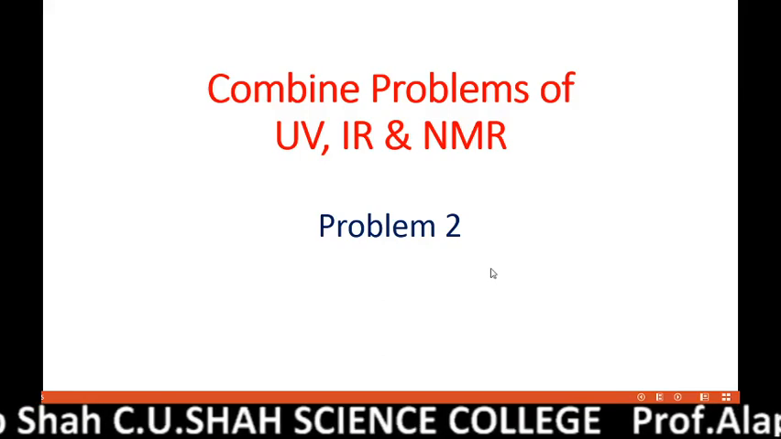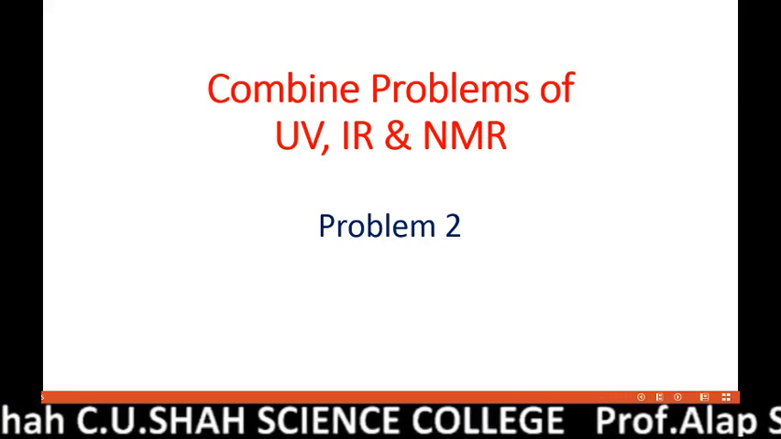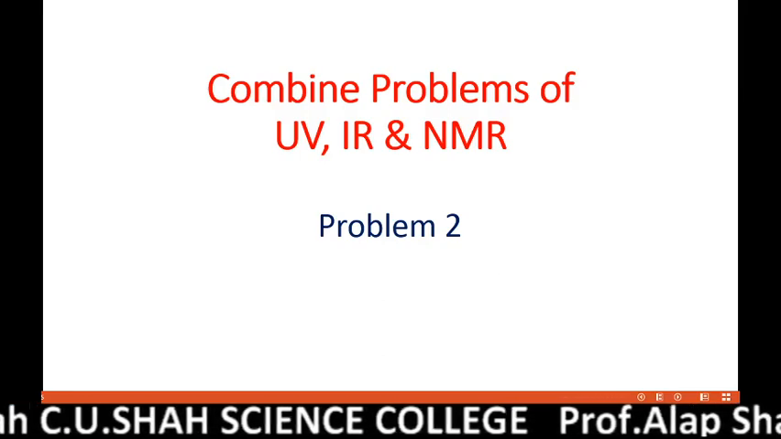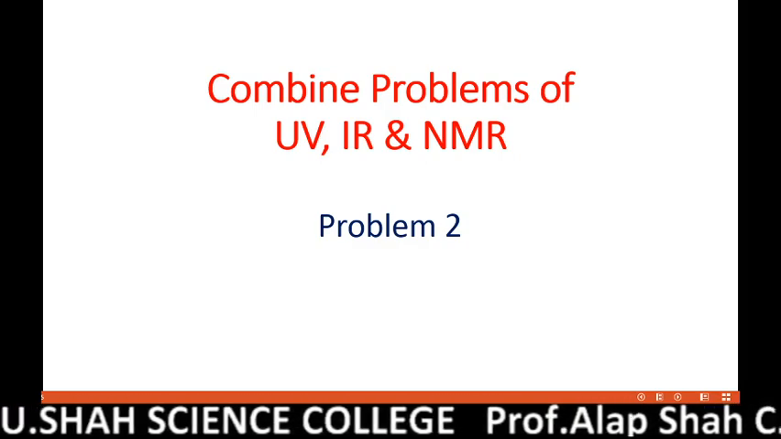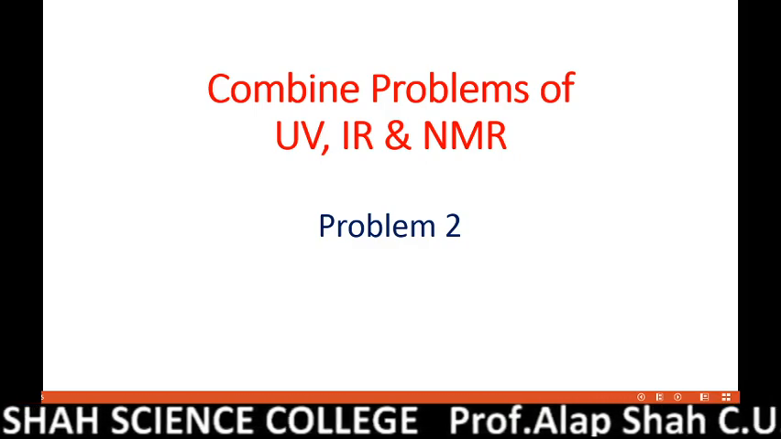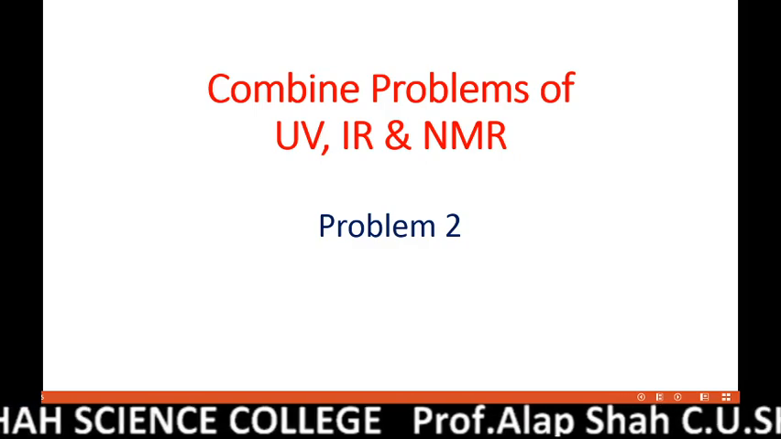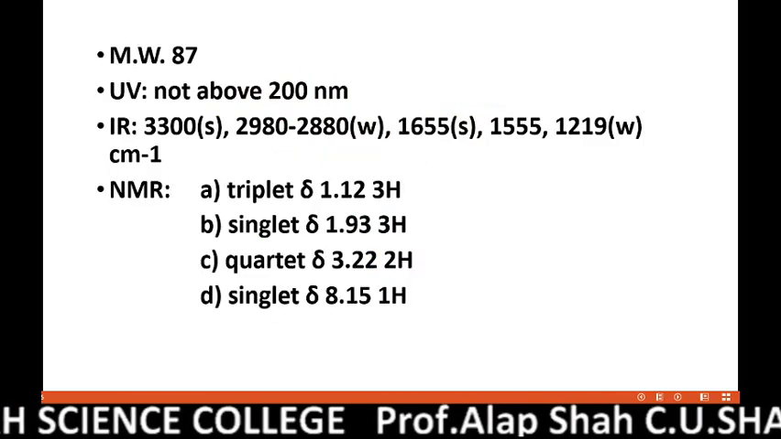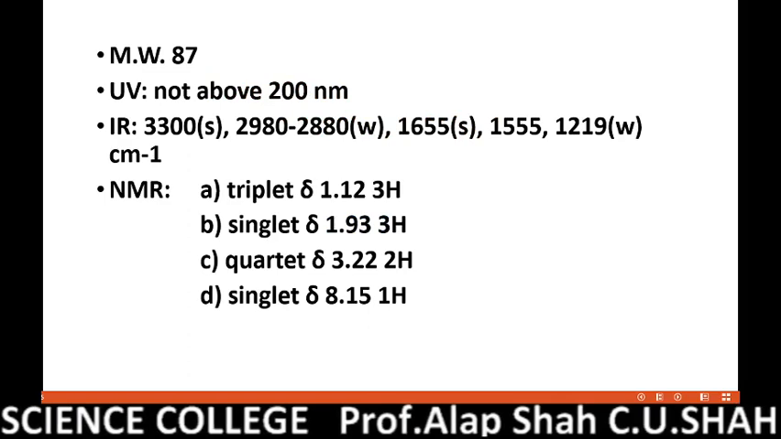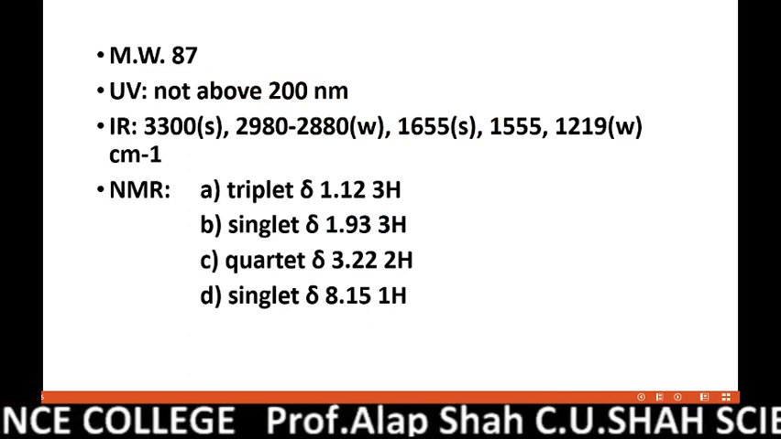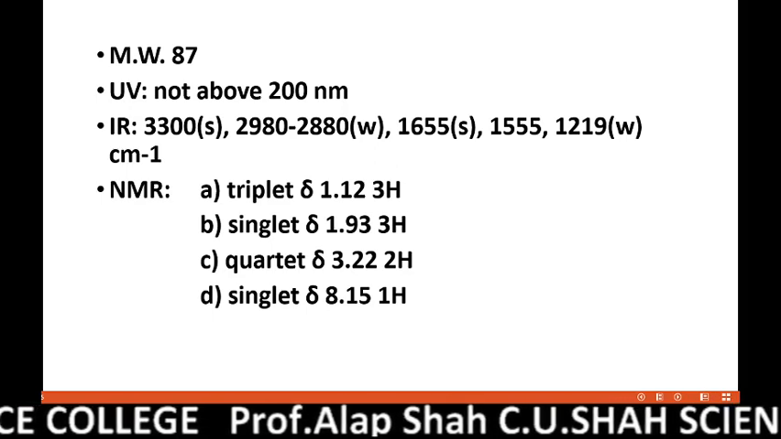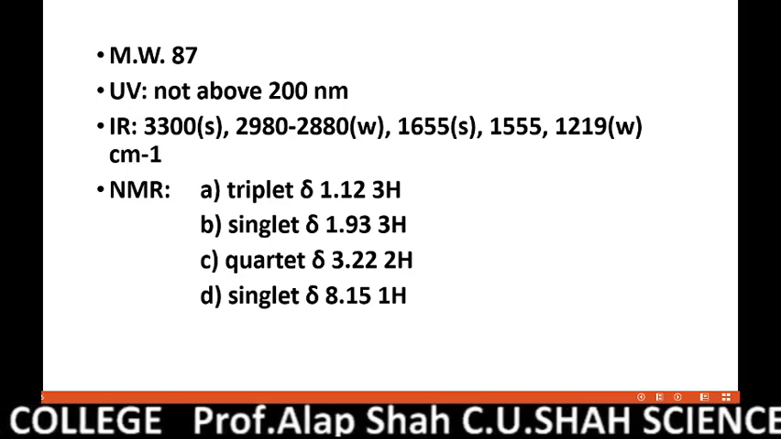In a previous presentation, I have explained to you how to solve combined problems of UV, IR and NMR. So in this presentation, let's try to solve one more problem. Molecular weight is given as 87, UV: lambda maximum not above 200 nanometer.